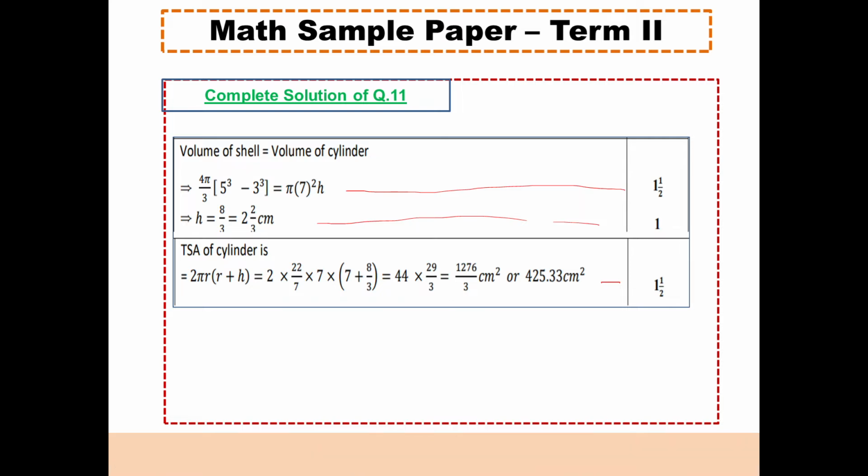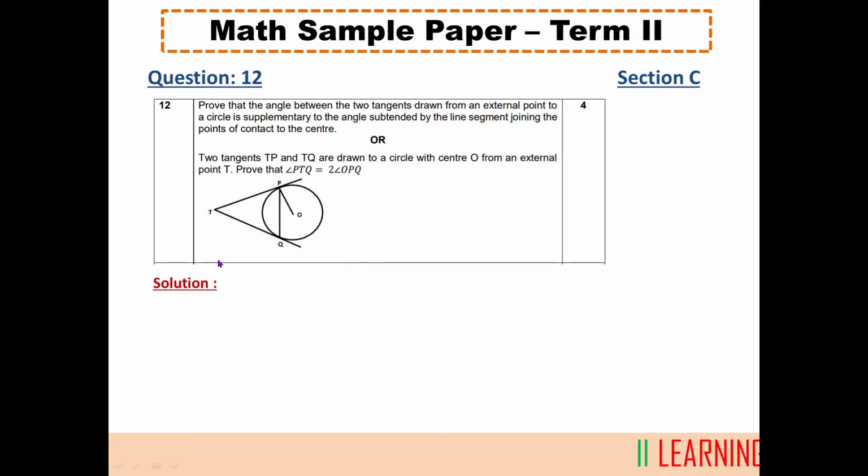Now let us go to question number 12. In question number 12, it is given: prove that the angle between the two tangents drawn from an external point to a circle is supplementary to the angle subtended by the line segment joining the points of contact at the centre. Do it step by step.